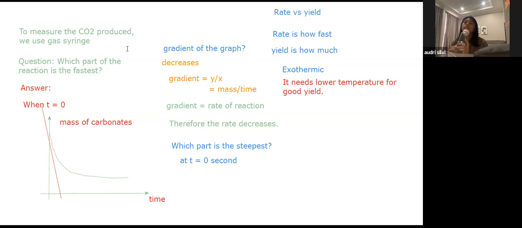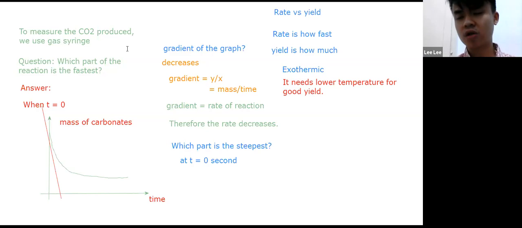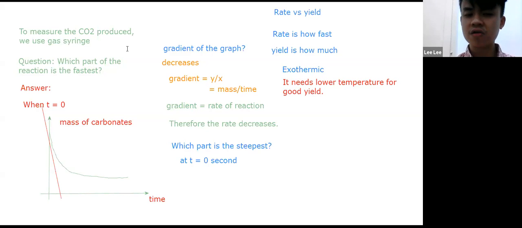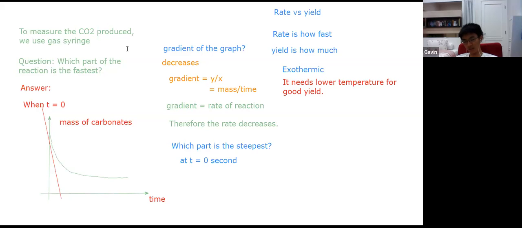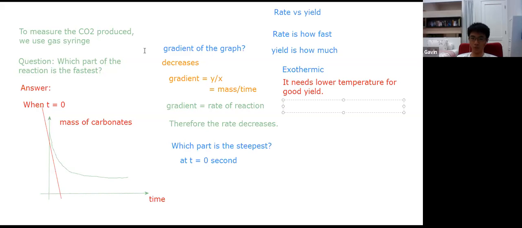Wait, sir. So you're talking about the surrounding temperature? No, not the surrounding temperature. The temperature that you have to give to the system has to be lower. You have to give a low temperature to the system so that the exothermic reaction can proceed. Like 10 degrees Celsius? I'm not discussing the exact temperature. It depends on what chemical reaction takes place. So lower in comparison to endothermic.